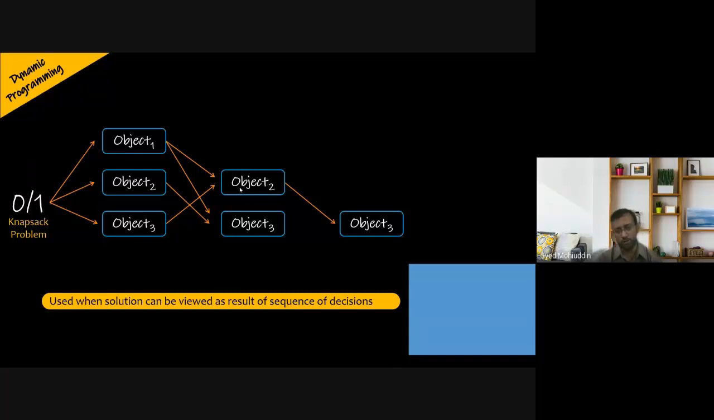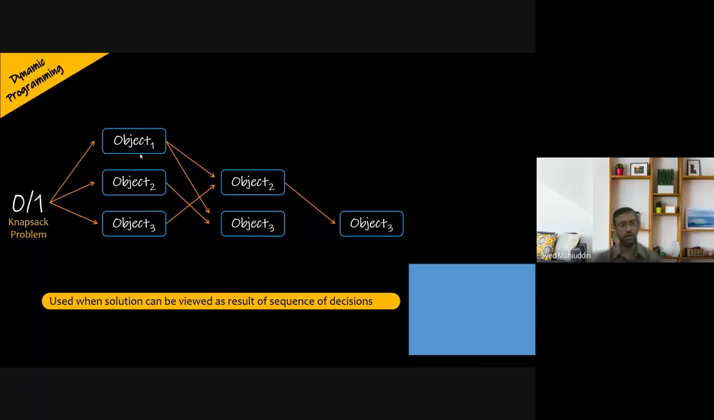But then from object 2 there is an arrow going to object 3. So can we select two objects at two different times in the knapsack problem? No, that's not possible. So if you say that, see, the decision of selecting object 1, object 2 and object 3 may be a correct decision, may yield a correct decision, maximum profit.